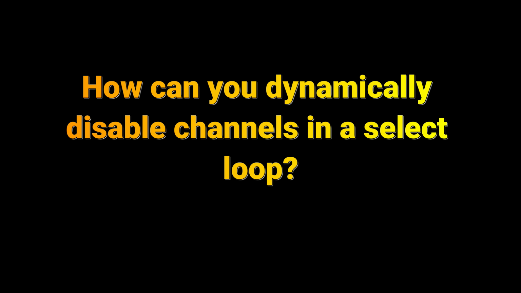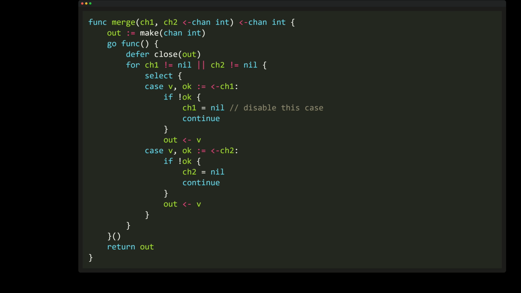Question: how can you dynamically disable channels in a select loop? You can set a channel to nil when it's closed to disable it in the select. In this pattern, you have a loop that runs while any channel is still open. Inside the select, you receive from each channel. When a channel is closed, you set that channel variable to nil. This makes the select ignore that case forever. The loop continues with the remaining open channels. When all channels become nil, the loop ends, and you can close the output channel. This is useful for merging multiple channels into one.